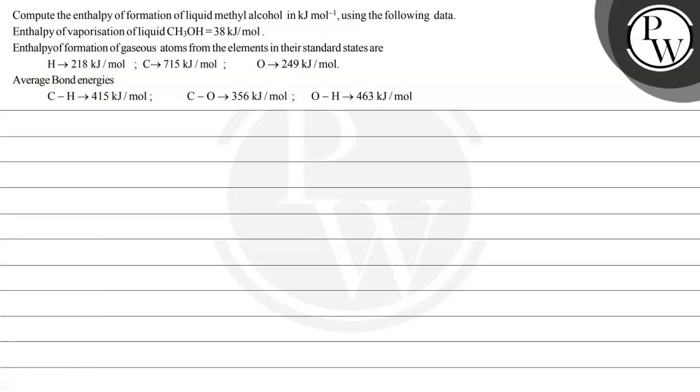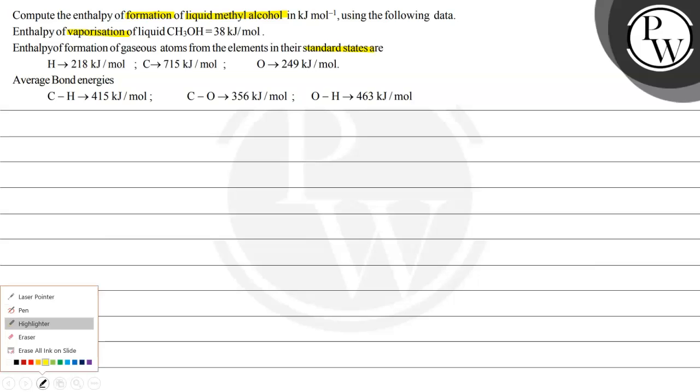So the question says compute the enthalpy of formation of liquid methyl alcohol in kilojoule mole inverse using the following data. Enthalpy of vaporization of liquid CH3OH is 38 kilojoule per mole. Enthalpy of formation of gaseous atoms from the elements in their standard states are hydrogen 218 kilojoule per mole, carbon 715 and oxygen 249 kilojoule per mole. And average bond energies for CH, CO and OH are given.